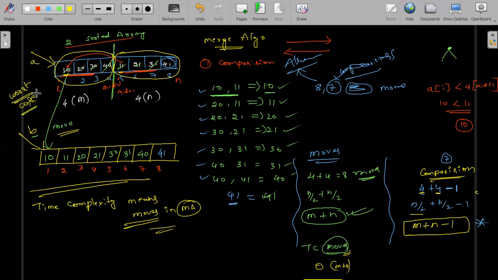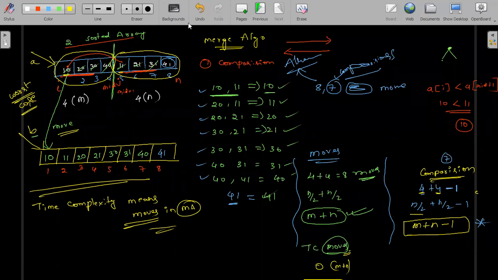Don't worry. Worst case is nothing but each and every element is compared here. Again, it is taking a lot of time. Suppose this is sorted and this also is sorted, then I can directly do that. But this is a worst case. If the elements are arranged in this fashion, you will get a worst case. So what about the best case? That one also I will show you. Don't worry right now.